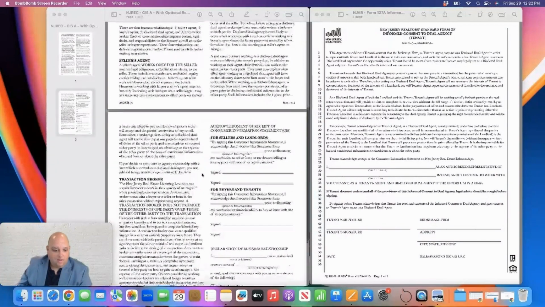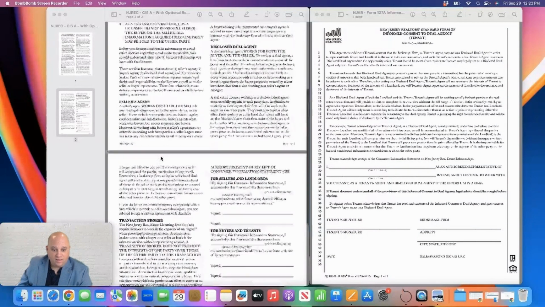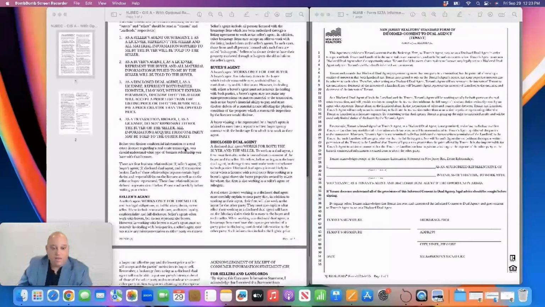The other way that someone can represent is as a transaction broker, where a transaction broker does not really represent anyone. They don't have a fiduciary responsibility to either party. They're there just to facilitate the transaction. Personally, I do not act as a transaction broker. If I'm representing a tenant, it would be as a tenant's agent, or as a dual agent if the opportunity arises where my company also represents the landlord.